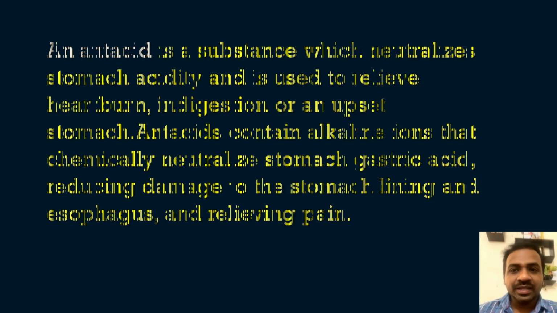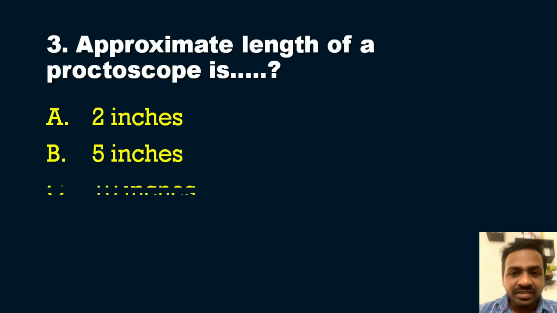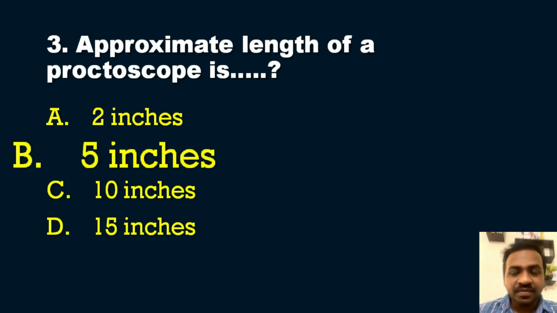Now we will move on to the third question in our series, and the question is: the approximate length of a proctoscope is. So this is regarding the proctoscope. First of all, you should understand what a proctoscope is, and then the approximate length of the proctoscope. The options for you are option A, 2 inches, option B, 5 inches, option C, 10 inches, and option D, 15 inches. There are chances that you can get this question wrong, so I will explain in detail in the explanation section. The answer for this question is option B, that is 5 inches.